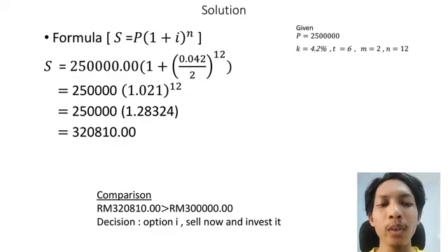Now we plug this into our future value formula. Substituting our values, we multiply 250,000 by 1.021 to the power of 12. Using our standard 5 decimal place, we get 1.28324. We find that the accumulated amount after 6 years is exactly 320,810 ringgit. Now, for the final comparison, option 1 yields 320,810 ringgit, while option 2 only yields 300,000 ringgit. Therefore, option 1 provides Nina with a significantly better financial return, giving her an extra 20,810 ringgit in profit.